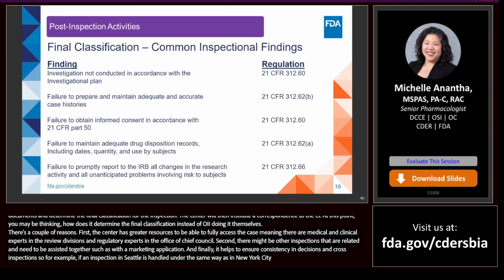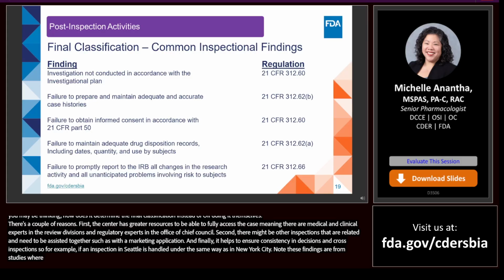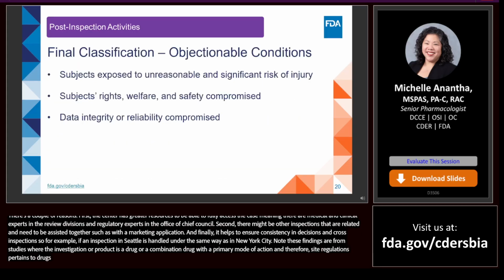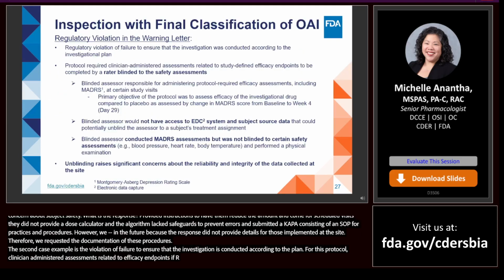Common regulatory violations often pose significant risks to participant safety and data integrity, leading to far-reaching consequences. Inspections revealing such violations are meticulously classified, and consequent enforcement actions, such as warning letters, serve to uphold standards. The role of blinded assessors remains crucial for preserving objectivity in efficacy assessments.